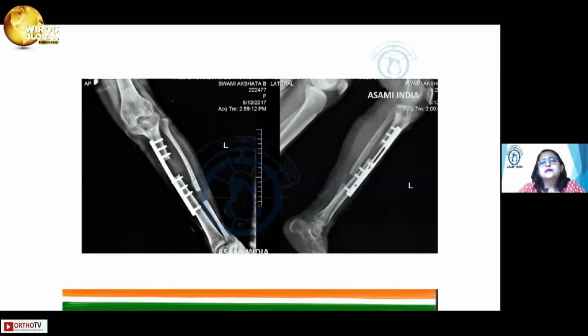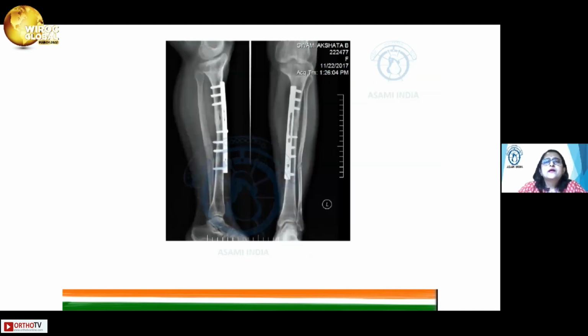So this is immediately after removal of fixator. And this is 6 months after removal of fixator. You can see an excellent regenerate.